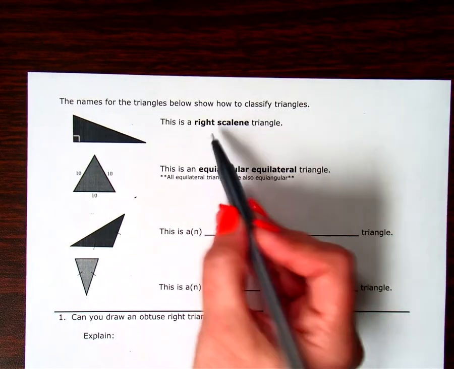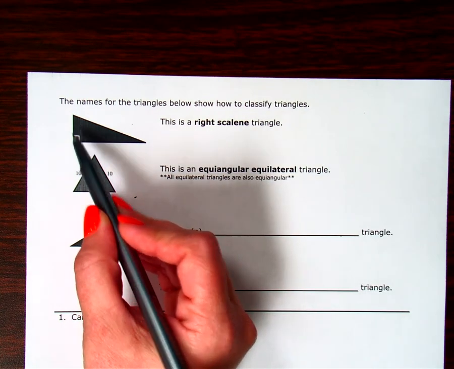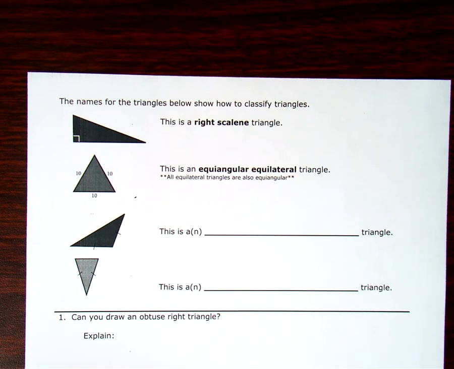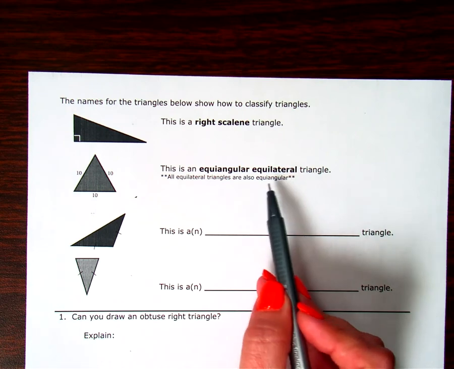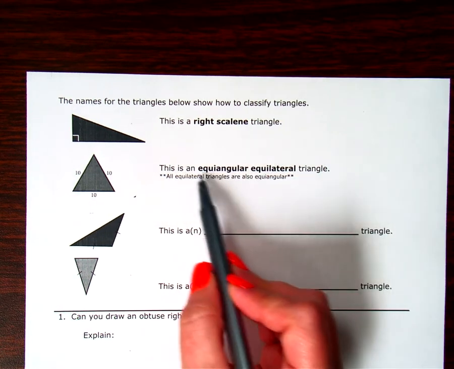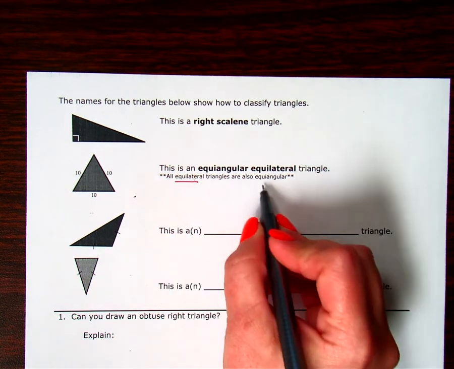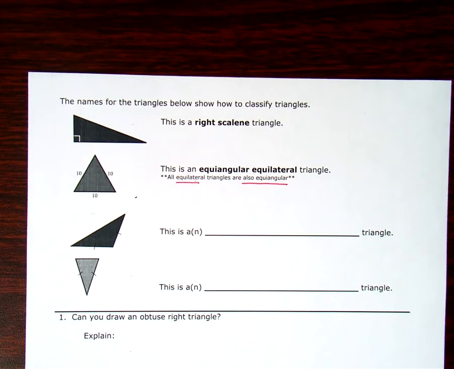So this first one says this is a right scaling triangle. So I know that I have a right angle, and I know the three sides must be different because it's scaling. The second one says it's an equiangular equilateral triangle, and I know it's equilateral because I can see 10, 10, 10. And anytime you have a triangle that's equilateral, it will also be equiangular. That's always just going to work out that way.